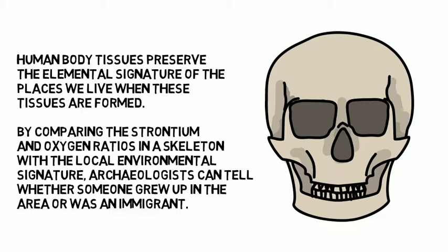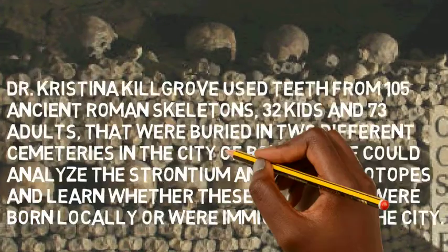Human body tissues preserve the elemental signature of the places we live when the tissues are formed. By comparing the strontium and oxygen ratios in a skeleton with the local environmental signature, archaeologists can tell whether someone grew up in the area or was an immigrant.